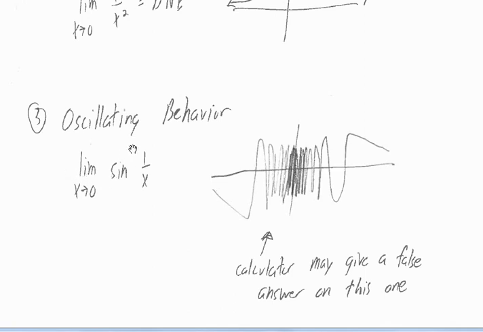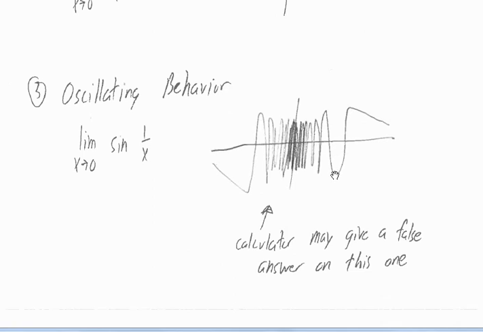The limit of sine of 1 over x as x approaches 0. There's a little note: the calculator may give a false answer on this one because it has to make approximations. The correct answer here is it's oscillating behavior. All right.